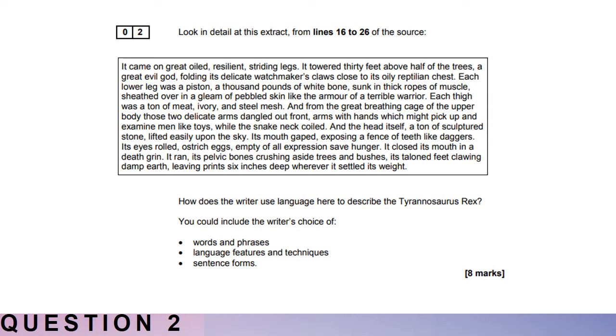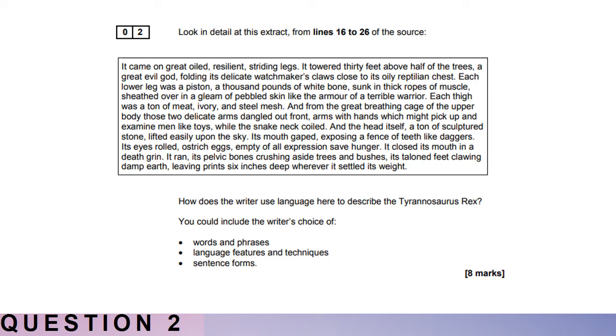So let's have a look at the question itself. On the question paper, we will have something that looks very, very similar to this. So here it says, look in detail at this extract from lines 16 to 26 of the source. Now these lines are obviously on the insert, but they are printed here on the question paper itself as well.